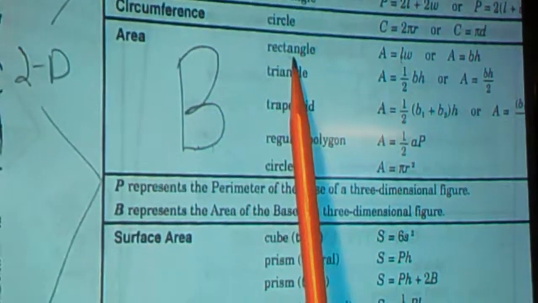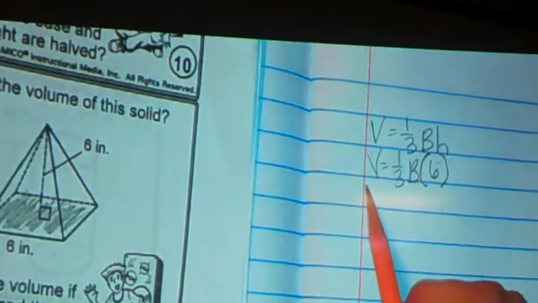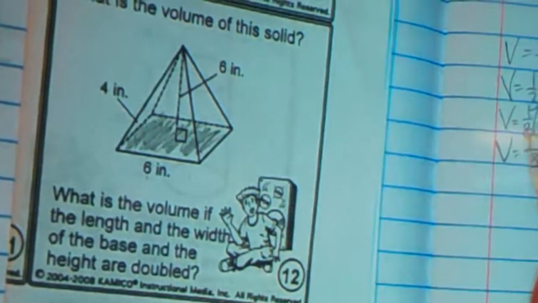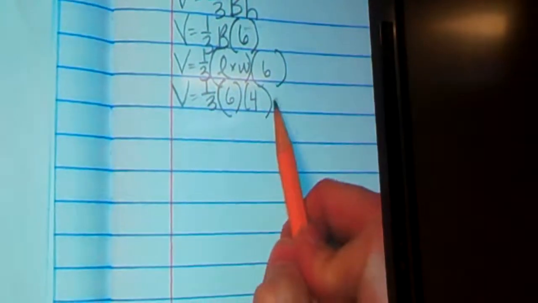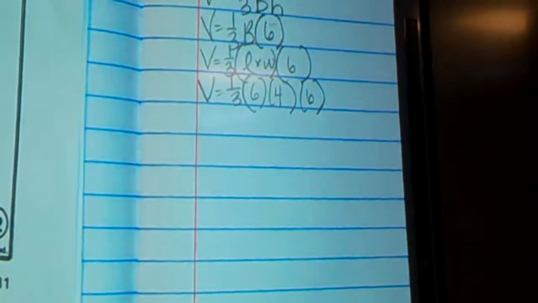So to find the area of a rectangle, it's going to be length times width. So I'm going to go plug that into my formula. And it's going to be length times width here. So I go find the length and the width of my base shape, and that's going to be 6 and 4. So 6 times 4, and then don't forget to bring down the height here, 6. Okay?